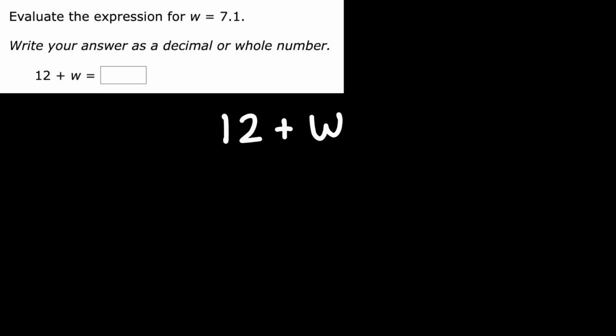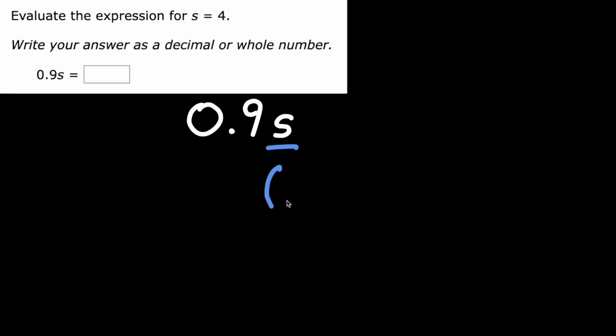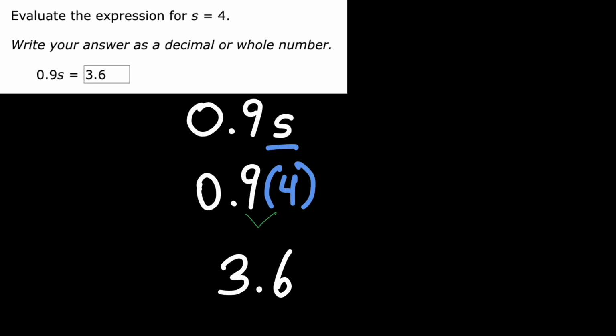Evaluate the expression for w equals 7.1. So if we plug 7.1 in for w, that leaves us with 12 plus 7.1 to get 19.1. Next, we need to substitute 4 for s. So if I plug that in, I get 0.9 times 4. Well, I know 9 times 4 is 36, so 0.9 times 4 is 3.6.